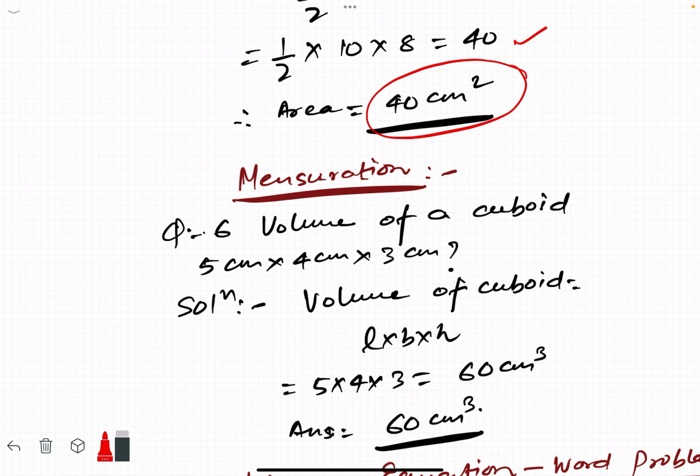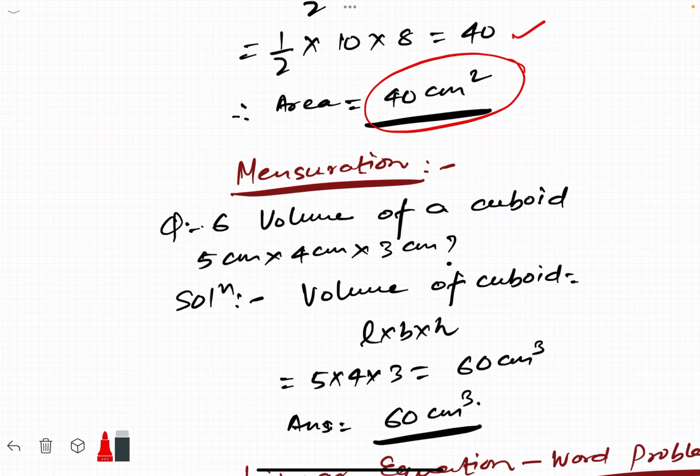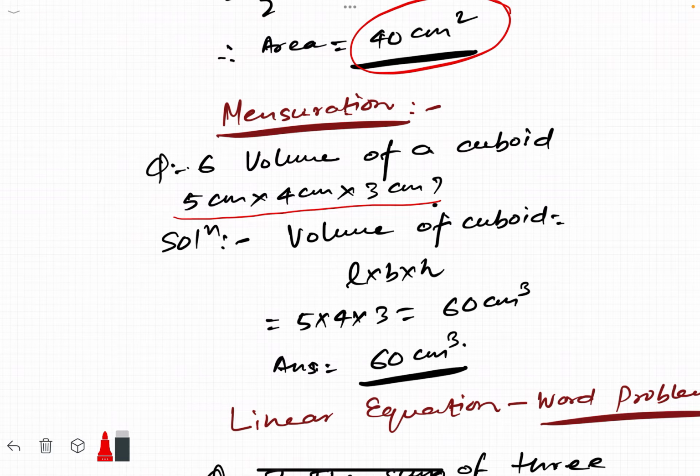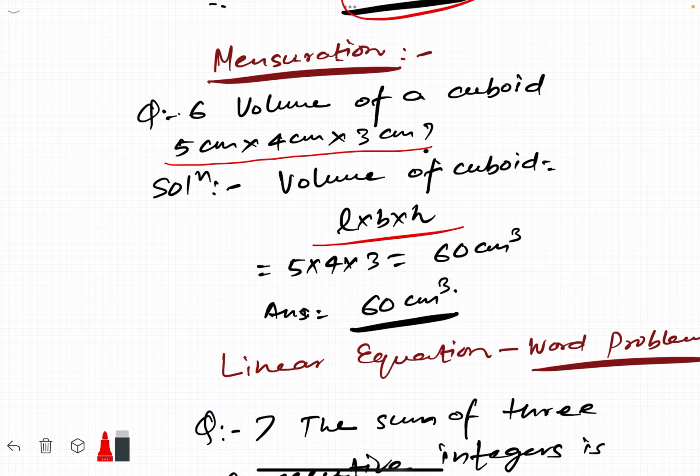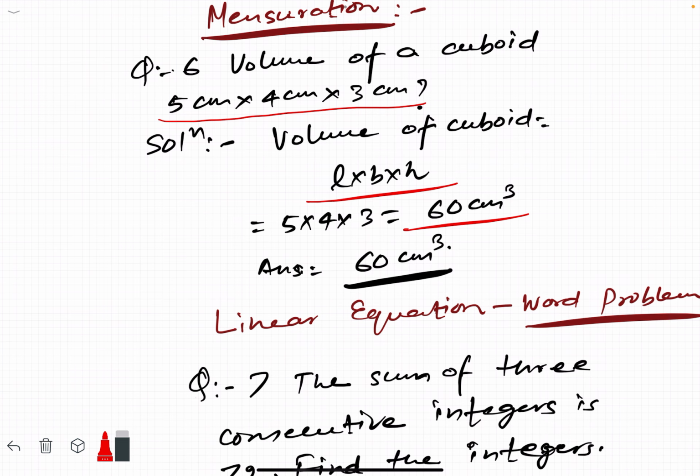Now the question number 6 is from mensuration chapter. Volume of a cuboid 5 cm into 4 cm into 3 cm. Volume of cuboid is L into B into H, that is 5 into 4 into 3, 60 cm cube. The answer is 60 cm cube.